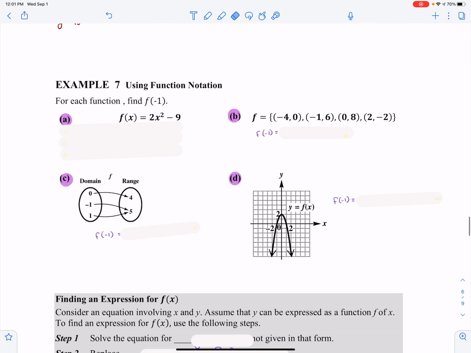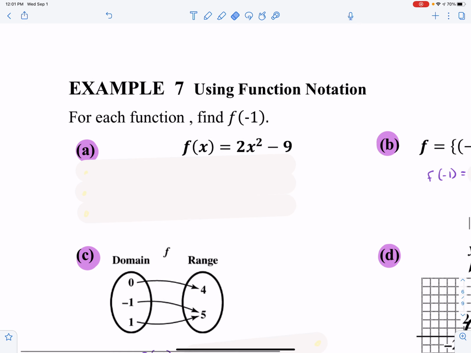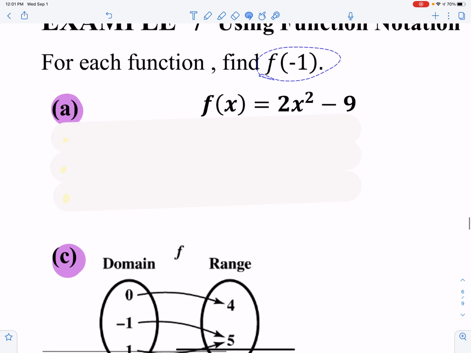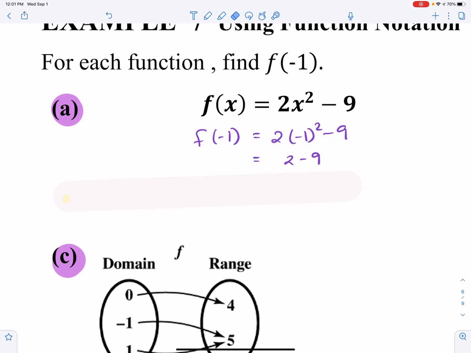All right, let's use function notation. So on all 4 of these, we're going to look for f of -1. So once again, all of my x's are being replaced with a -1. So f of -1 is going to equal 2 times -1 squared minus 9. We know that -1 squared is just a +1. So +1 times 2 is just a 2, minus 9 is -7.